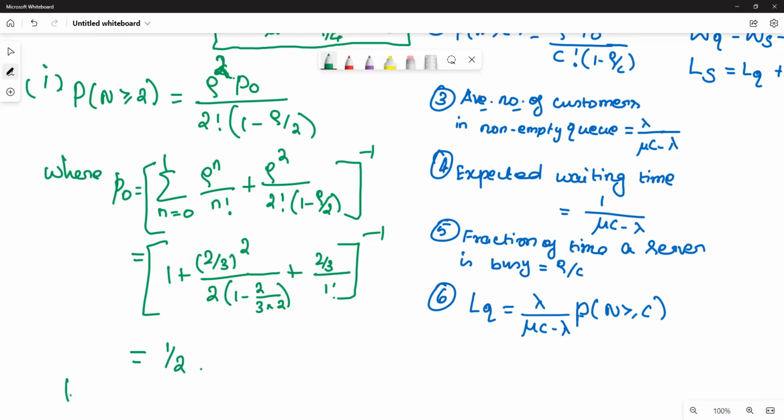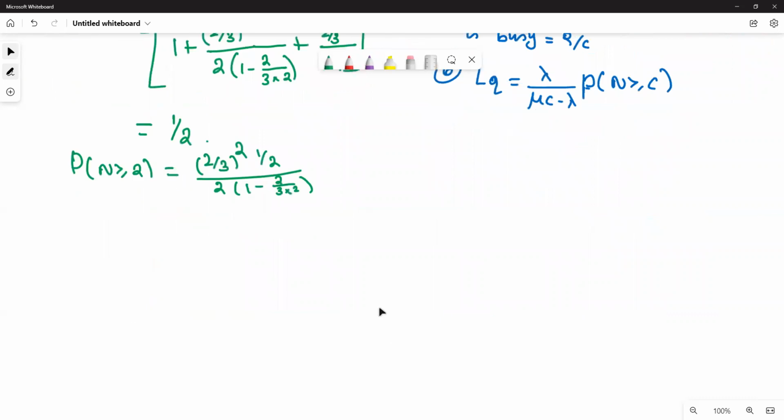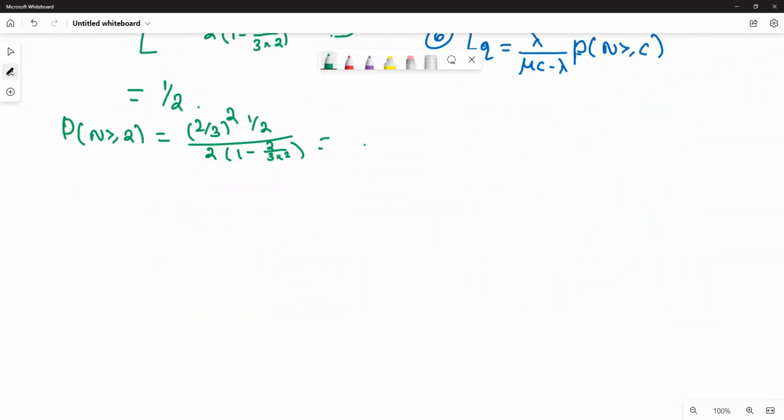Then substituting this P naught in P of n greater than or equal to 2, we get rho square, that is (2 by 3) the whole square, into 1 by 2, whole divided by 2 factorial, that is 2 into (1 minus 2 by 3 into 2). The 2 will get cancelled. Simplifying this, we get P of n greater than or equal to 2 as 0.1667.